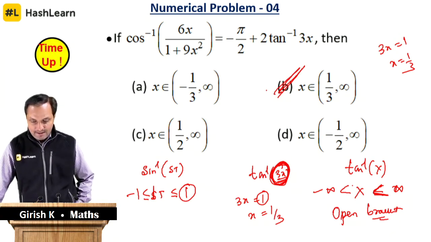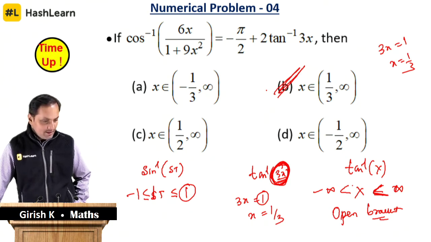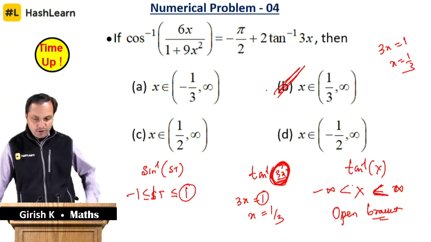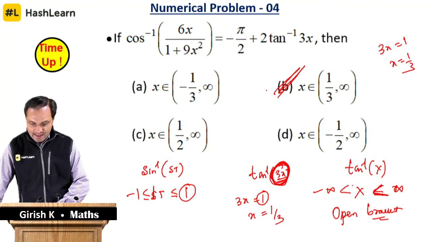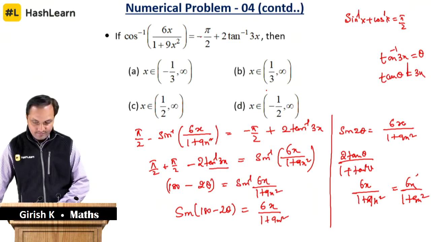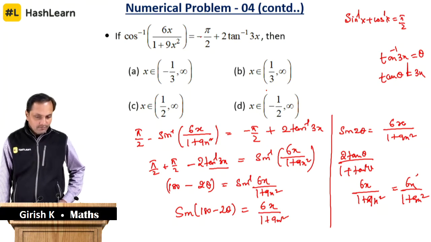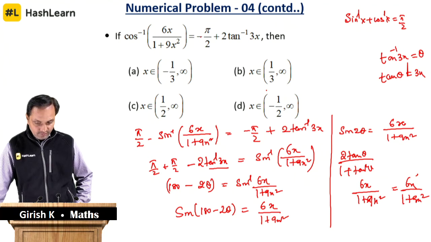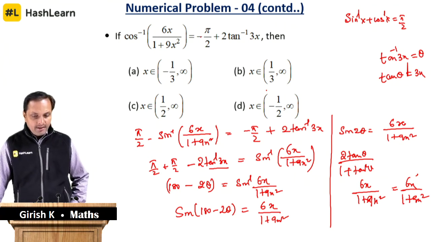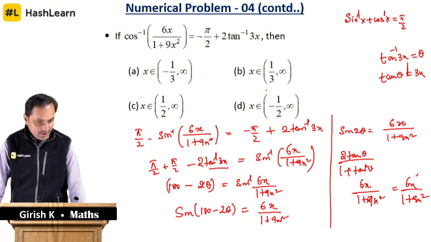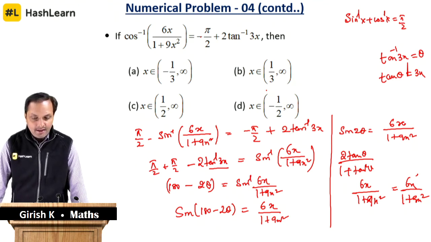Option is B. Himanshu, any confusion? Fourth problem is not option D, it is option B. That is 1 by 3. Is it okay? Yes. Fine then. Let us come to the next question.